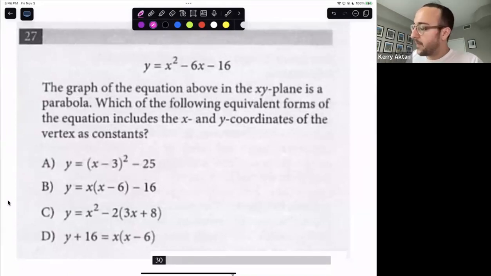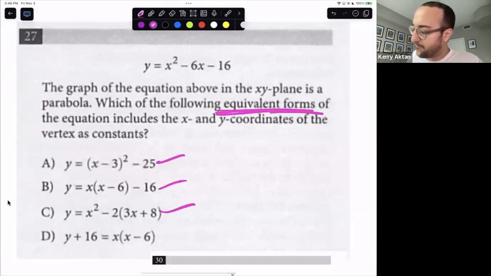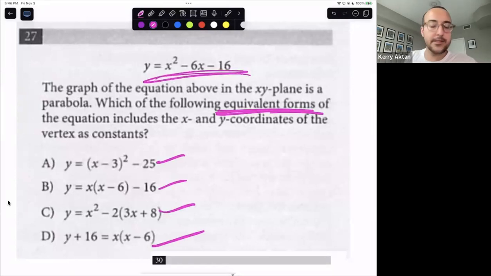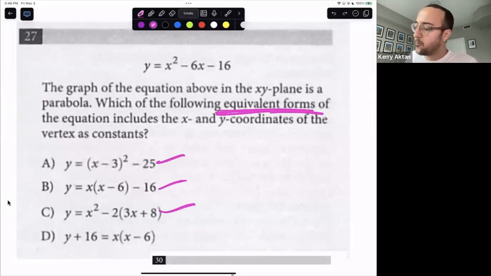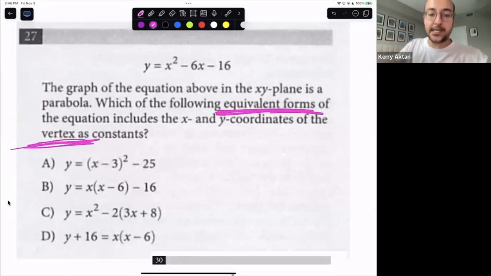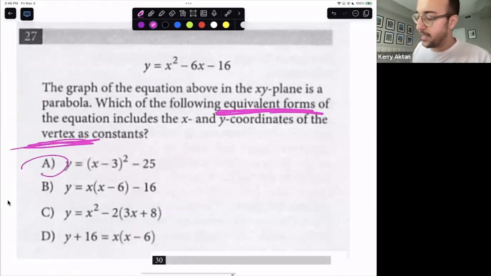Yeah, good job. Remember that, again, it's saying equivalent forms. I promise, if you FOIL all these 4 out, Chase, they will all give you the original. It's not going to help. What you have to do is answer the question that they want you to answer. In that case, which one gives the vertex? Which one displays the vertex? It's A.